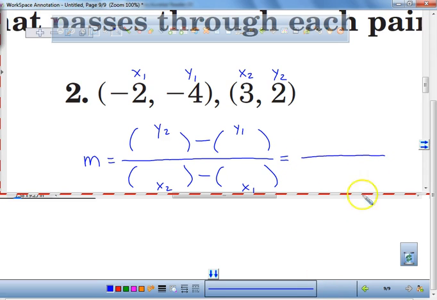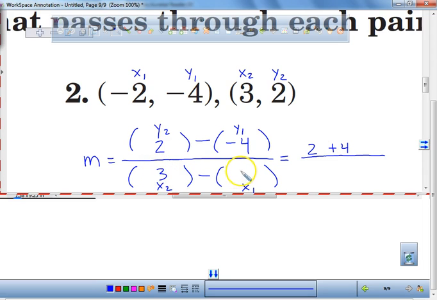Let's go ahead and label, organize our information. Y2 is 2. Y1 is a negative 4. What's going to happen with those negatives? That's going to become a 2 plus a 4, because a negative times a negative is a positive. That's why I want you guys to use parentheses. I want to make sure you guys see that when there's a negative and another negative, it makes a positive. There we go.